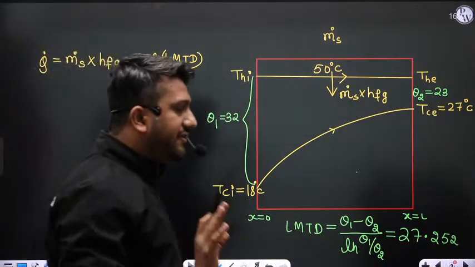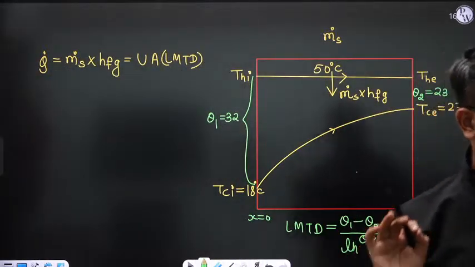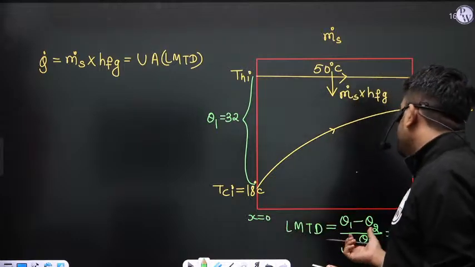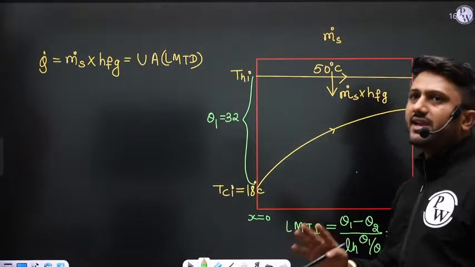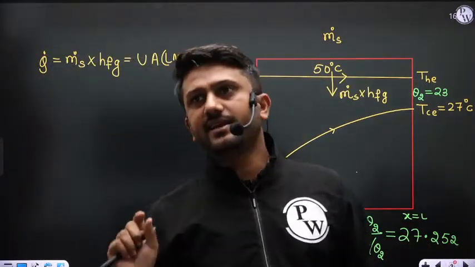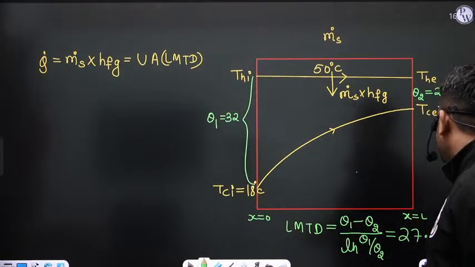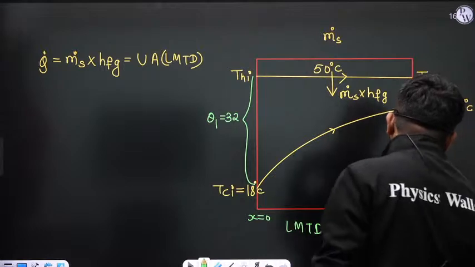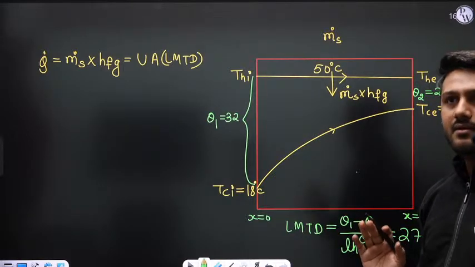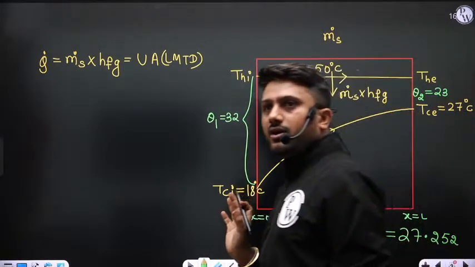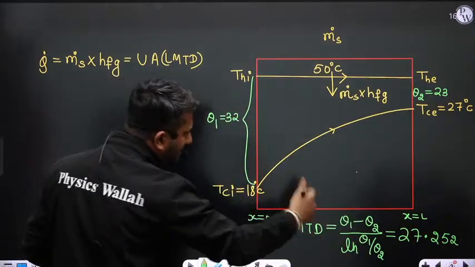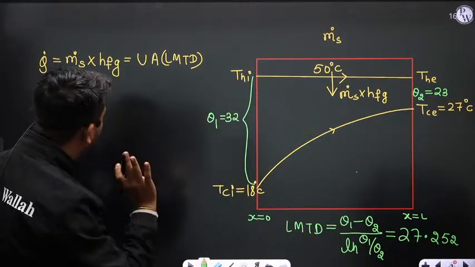This is the logarithmic mean temperature difference, which is ultimately a temperature difference. So either you use degrees Celsius or Kelvin, the result will be the same. The LMTD is 27.252, so you can say 27.252 degrees Celsius or 27.252 Kelvin. If you calculate the LMTD in degrees Celsius or in Kelvin, you get the same value, 27.252 only.